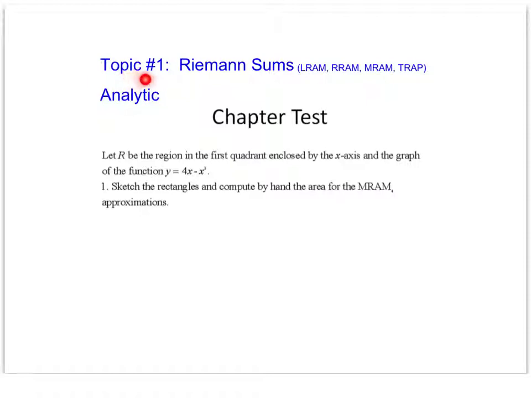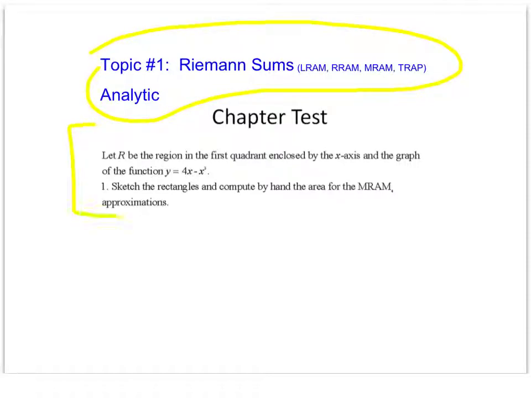So, our first topic here is, can you use Riemann sums to approximate the value of the area between the curve and the x-axis? As you'll notice, for each topic, it'll list the topic and then there will be an example. So here's my topic, and then here's the example, okay?